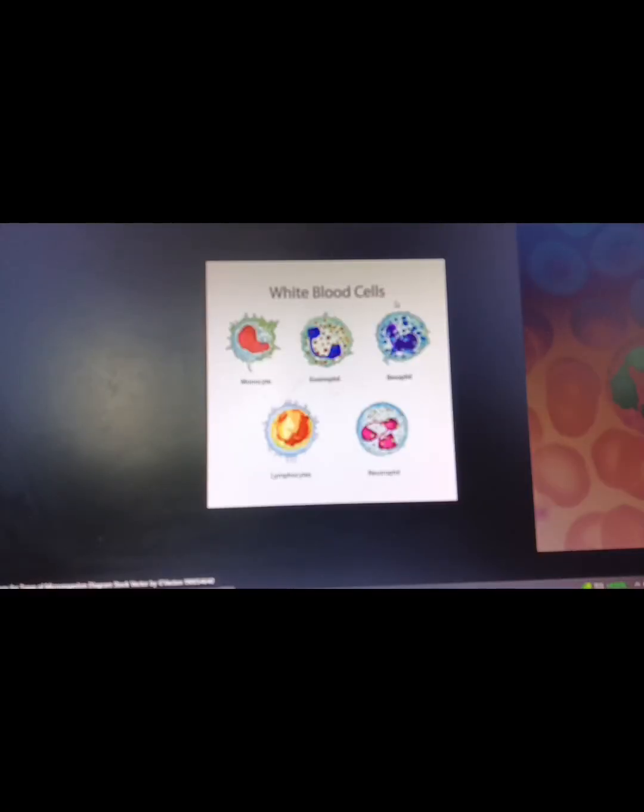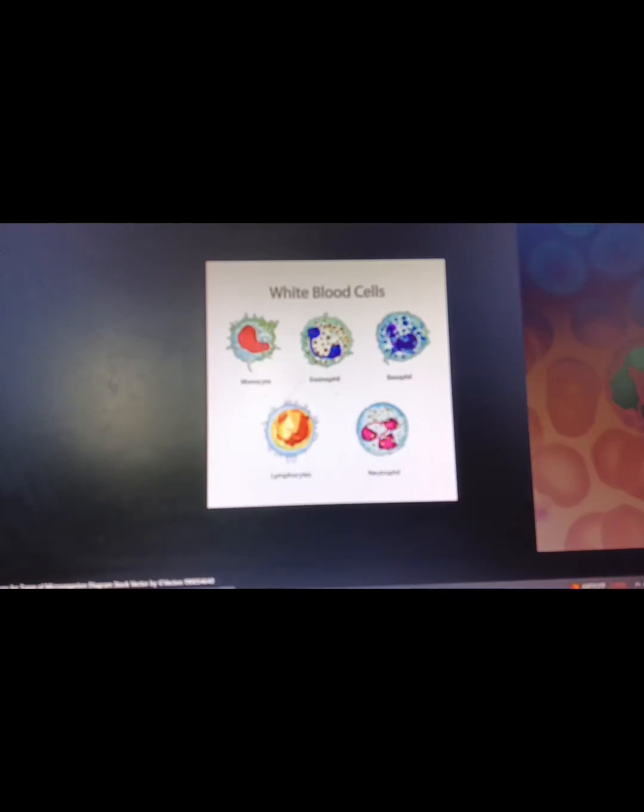Okay, look into this picture. These are the types of white blood cells. White blood cells are mainly divided into two types. One is granulocytes, another one is agranulocytes. Under granulocytes, there are again three more types. One is eosinophils, another one is basophils, another one is neutrophils. Second one, agranulocytes. Under agranulocytes, one is monocytes, another one is lymphocytes.